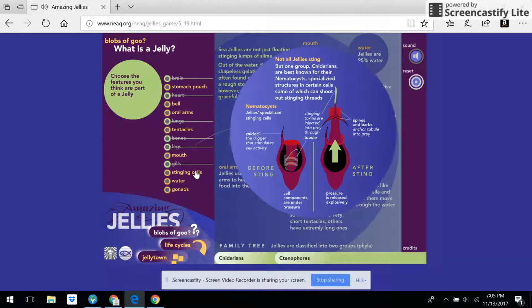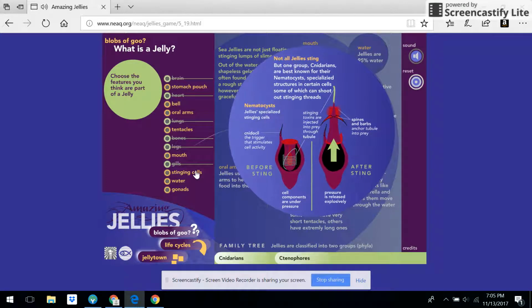And then here's an up-close view of the nematocyst. Those are the stinging cells on the tentacle. Here on the left, before the sting, you can see the nematocyst is coiled until it is triggered. If something touches it, it will spring into action, which you can see over here on the right side after the sting. Here's a nematocyst with the barb at the end that contains the toxins that will be injected into the prey. Once it's done, it will recoil back and look like the before sting again.